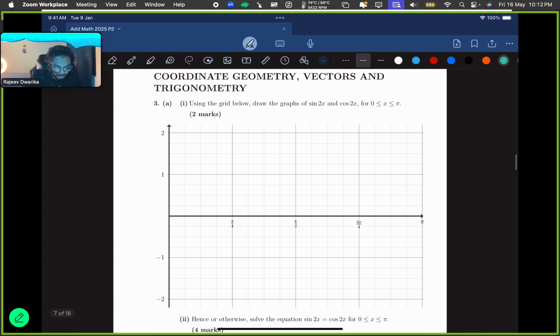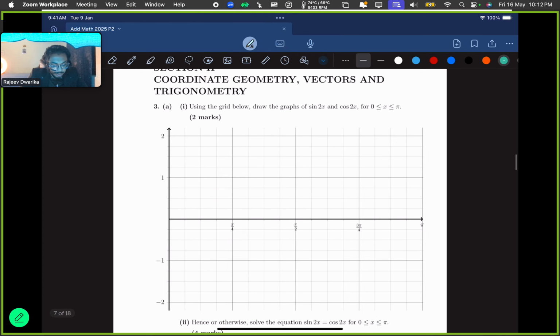Let's move on to this question. Section 2.3. Using the grid below, draw the graphs of sine 2x and cos 2x. So inside there, we have angle multipliers. Anytime you have angle multipliers, you're going to compress the graph by that factor. So your graph is going to be squished by a factor of 2.